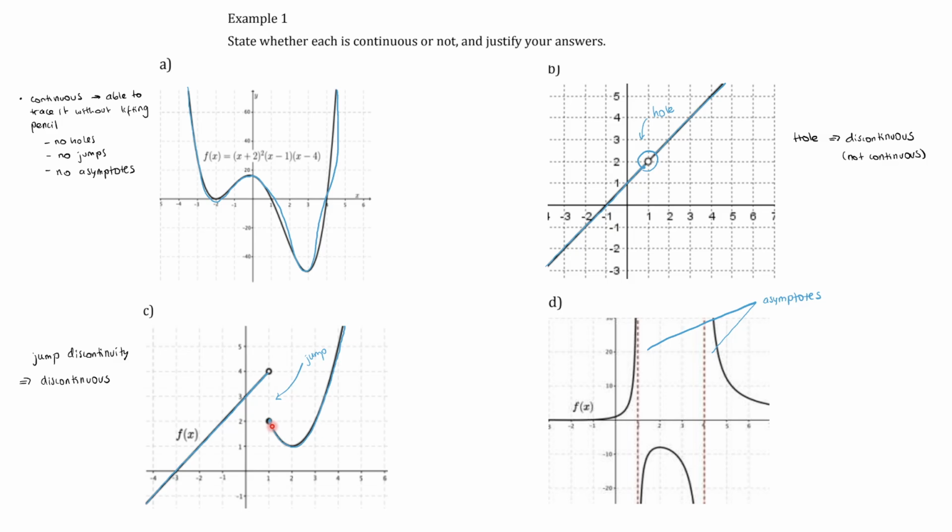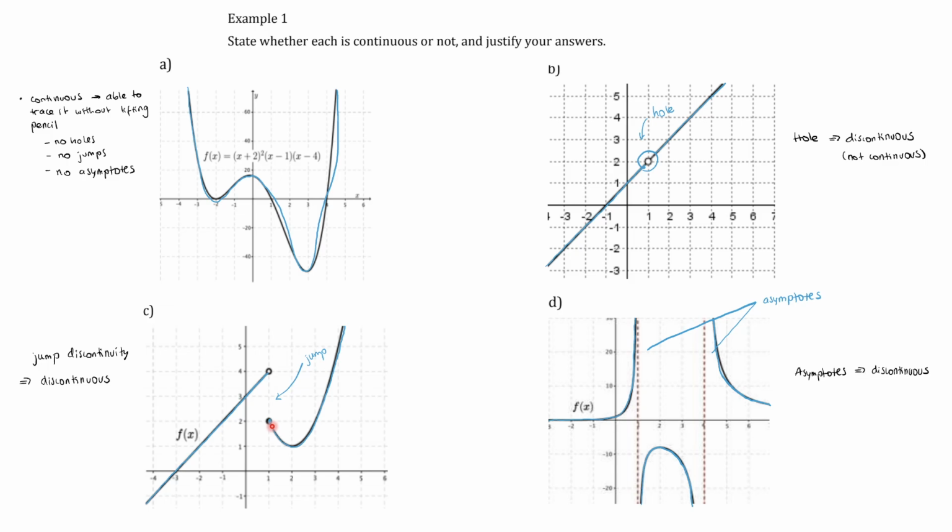If I were to, again, try and trace this function, I could start with the curve on the left, but then I'd have to lift my pencil to draw the curve in the middle, and I'd have to lift my pencil once again to draw the curve on the right. Okay, so I do have to lift my pencil. I actually have to lift it twice. And so that means that the function is not continuous. So again, if I have asymptotes, then this means that the function is discontinuous.